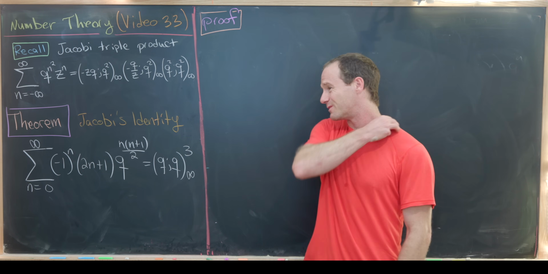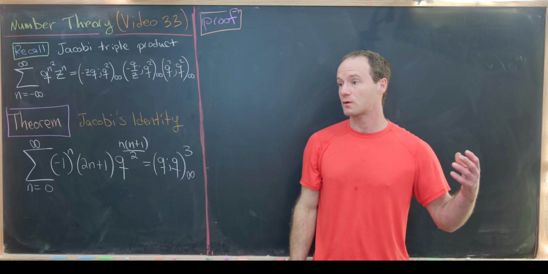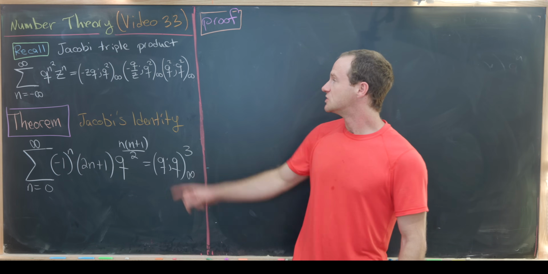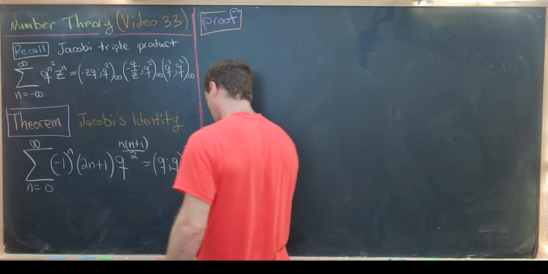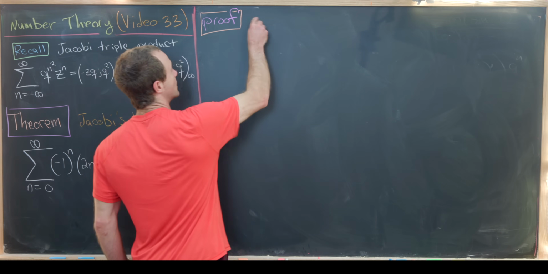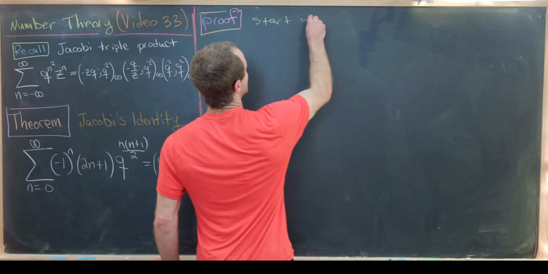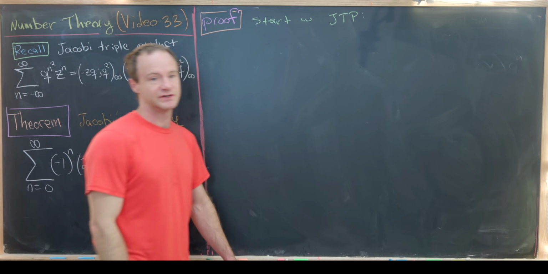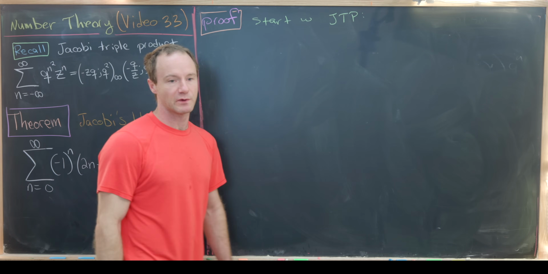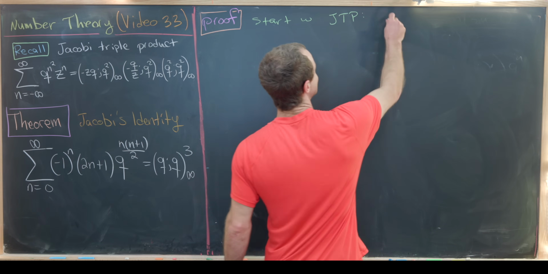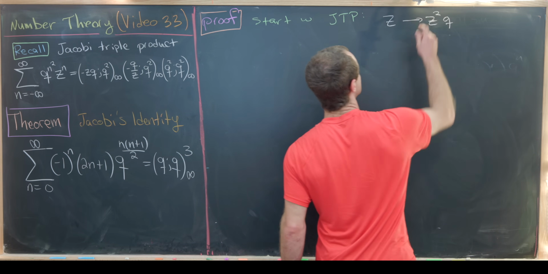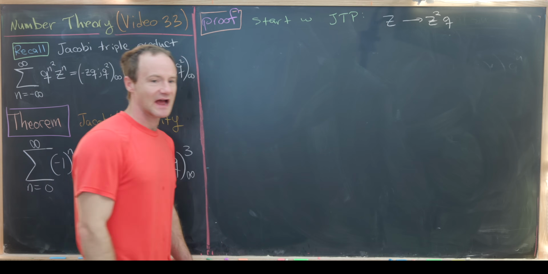Okay, so like with many of these identities, we're going to start with ones that we have already proven and make some substitutions. So we'll start with the Jacobi triple product, and then we'll make a substitution. And which substitution will we make here? Well, I'm going to replace z with z squared times q. Okay, so let's see what that gives us.